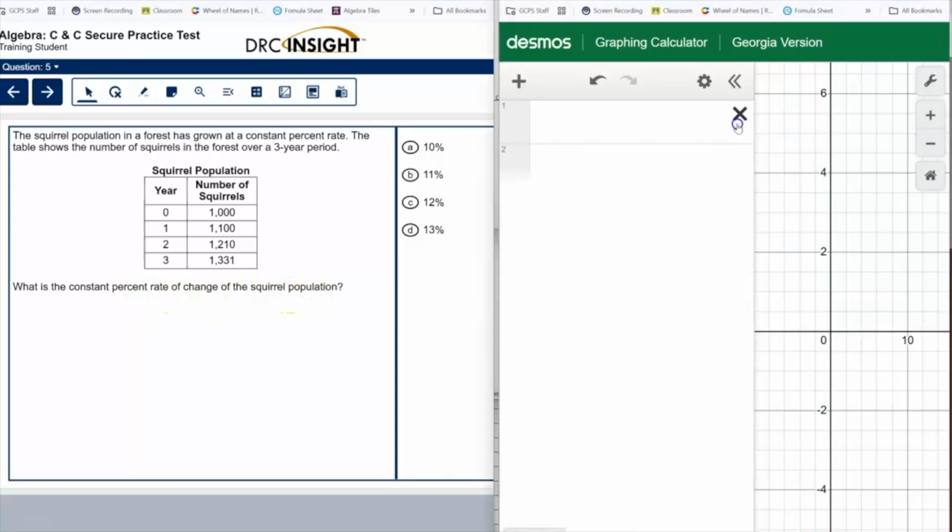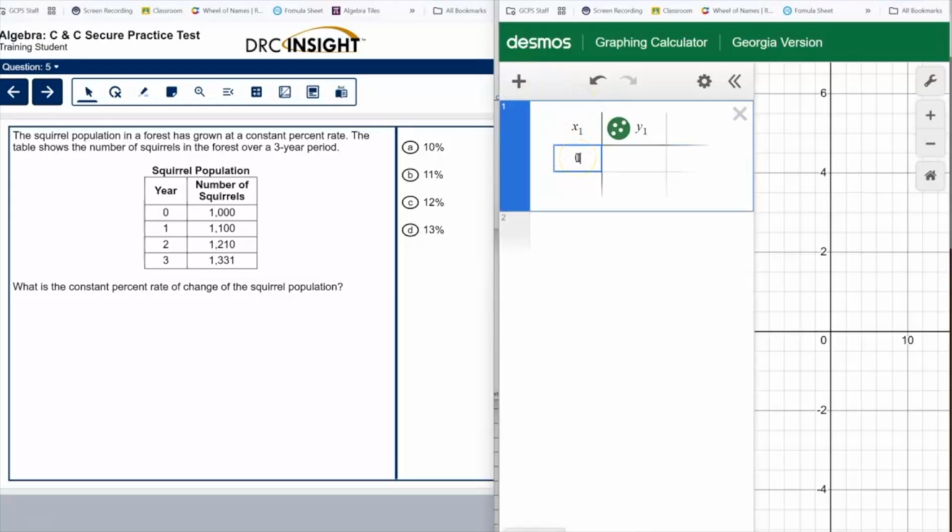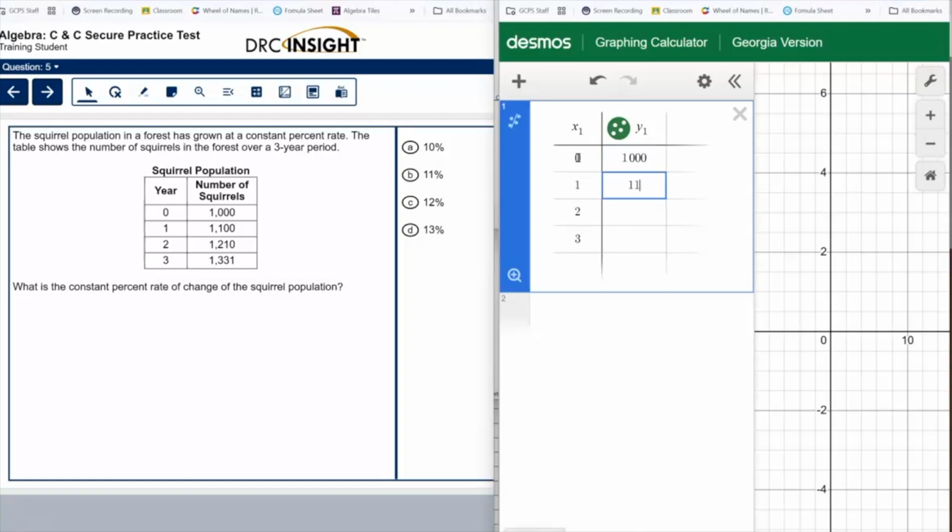I see a table. I have no idea what they're talking about, right? I put in a table. I type in what they have in here, and I'm careful to check my table after I'm done. So this is 1,000, 1100, 1210, 1331. Double check your table.